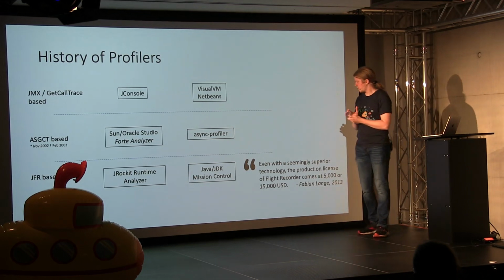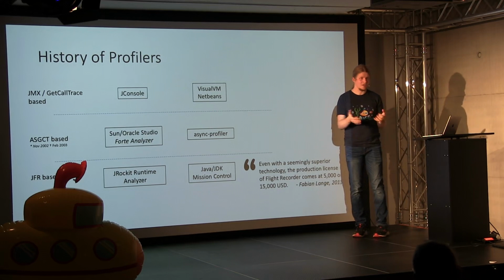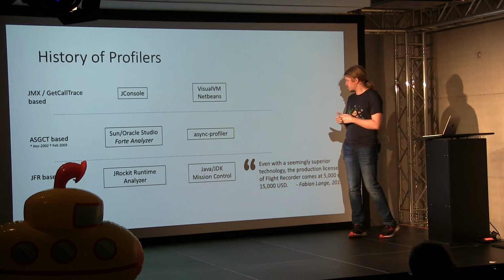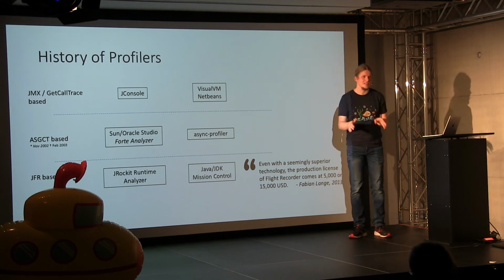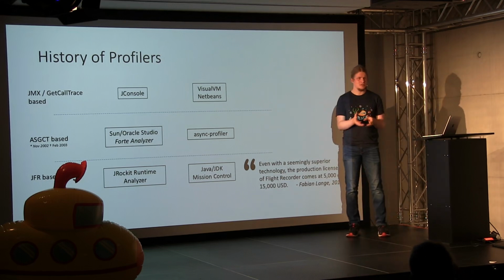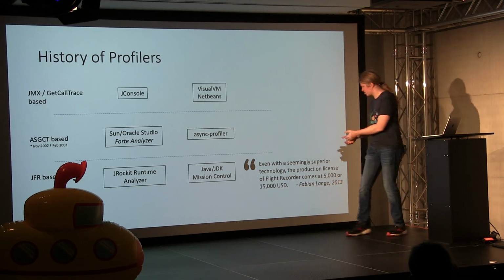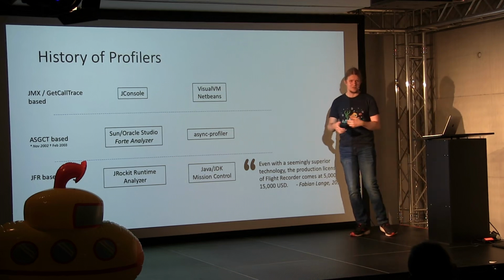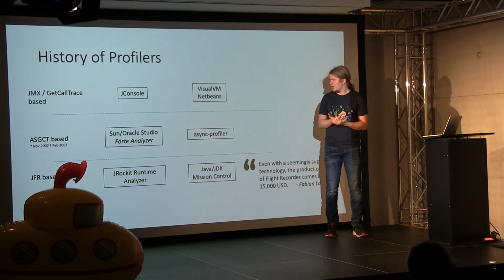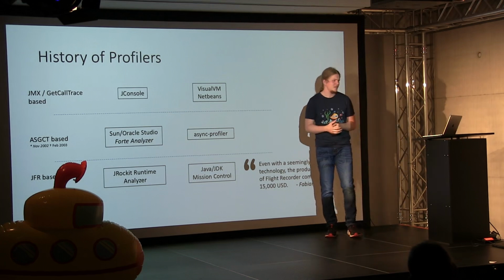So someone in 2013, Fabian Lange, wrote that even with a seemingly superior technology, because JFR was at the time really, really nice, the production license of Flight Recorder comes at 5,000 or 15,000 US dollars. So it's a bit expensive, and that's kind of the reason why many people didn't use it, in my experience, and why I as a student didn't use it, because I didn't have enough money to shell out $5,000 just to profile my Java application. I took Visual VM, because Visual VM was in the JDK from Java 6 to Java 8, and it was fine.